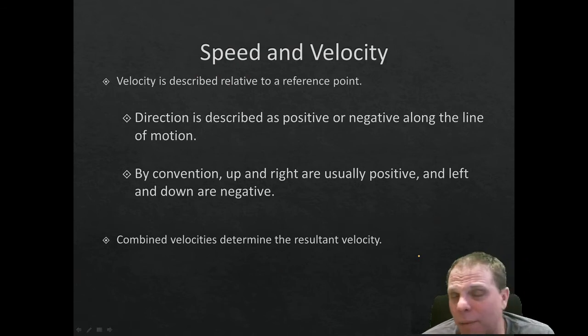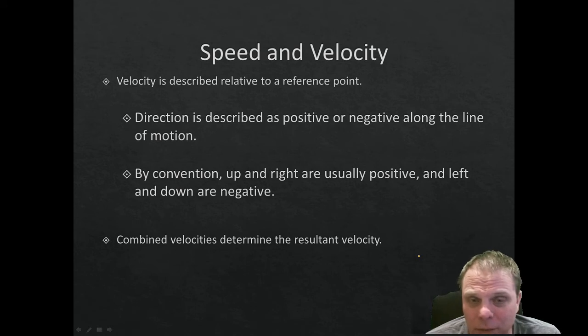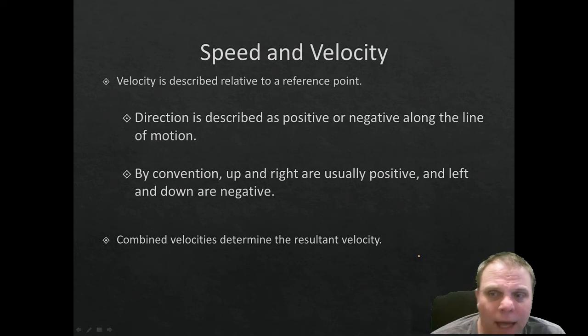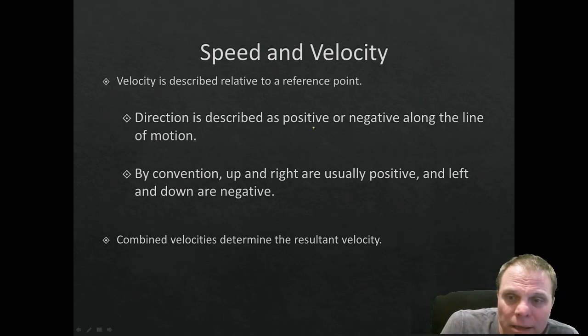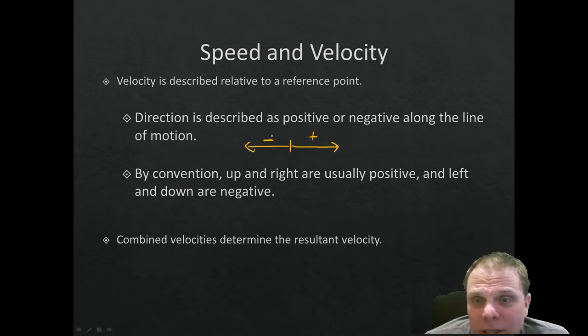All right, so remember that velocity is described relative to a reference point. And so if I'm describing my direction, I have a reference at which I'm describing the direction to and from, right? And I can talk about going in a positive direction or a negative direction. So if I go in this direction, I might be talking about my velocity being positive from my starting point. But if I travel in this direction, I might talk about my direction being negative because it's going in the opposite direction.